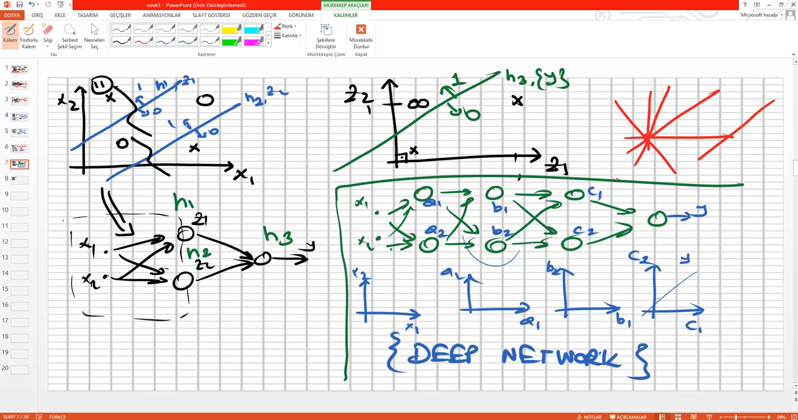In geometry, this is the meaning of the usage of the bias value, okay? Yes. And so this is the restriction to classify all the values. If you don't want to use the bias value, you may need to add too many neurons, okay? Or many layers.